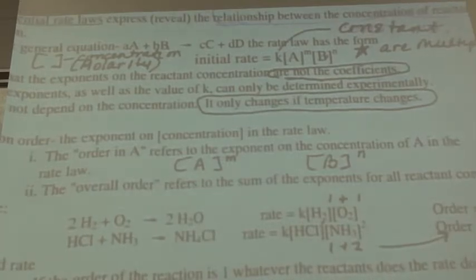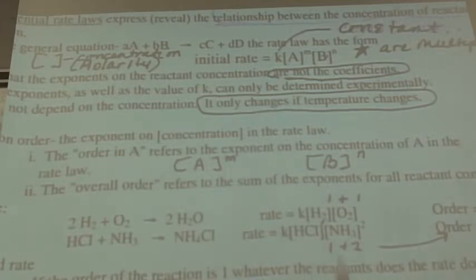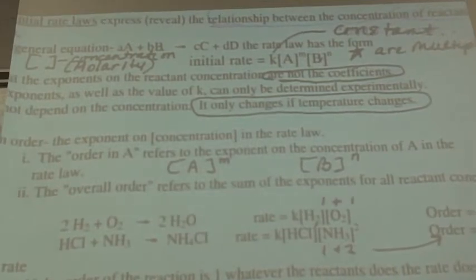Now, here we go again. If the order of a reaction is 1, whatever the reactants do, the rate does. If you double the reactant, the rate is doubled. If the overall order of the reaction is 2, you double the reactants, you quadruple the rate. Any number raised to the 0 power is equal to 1. That means in a 0 order reaction, the concentration doesn't matter.